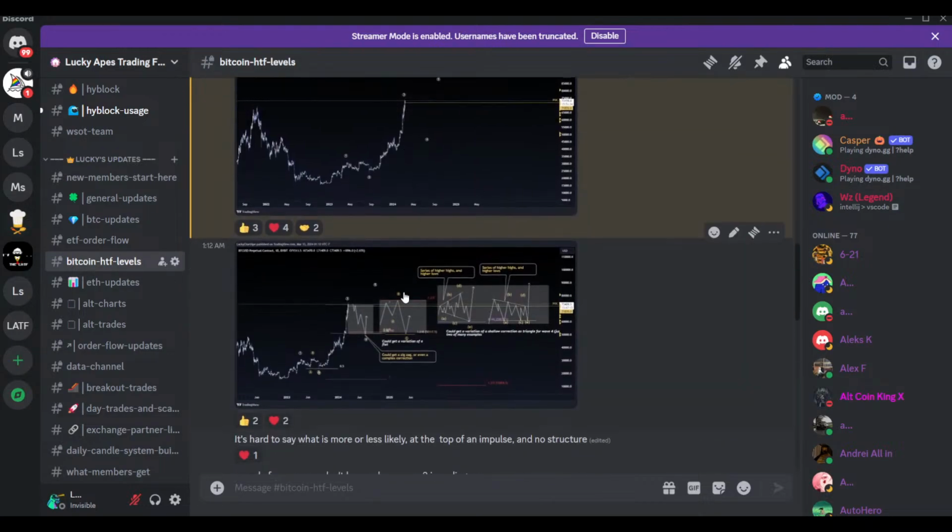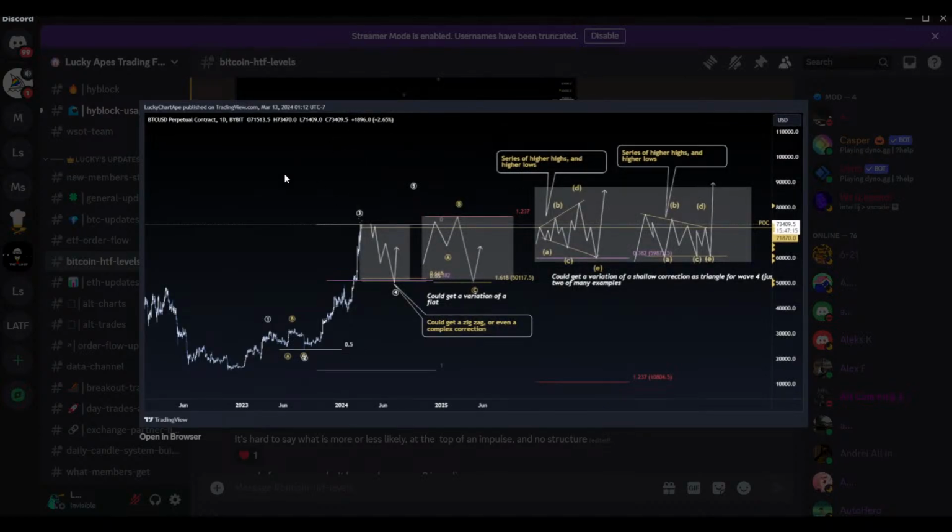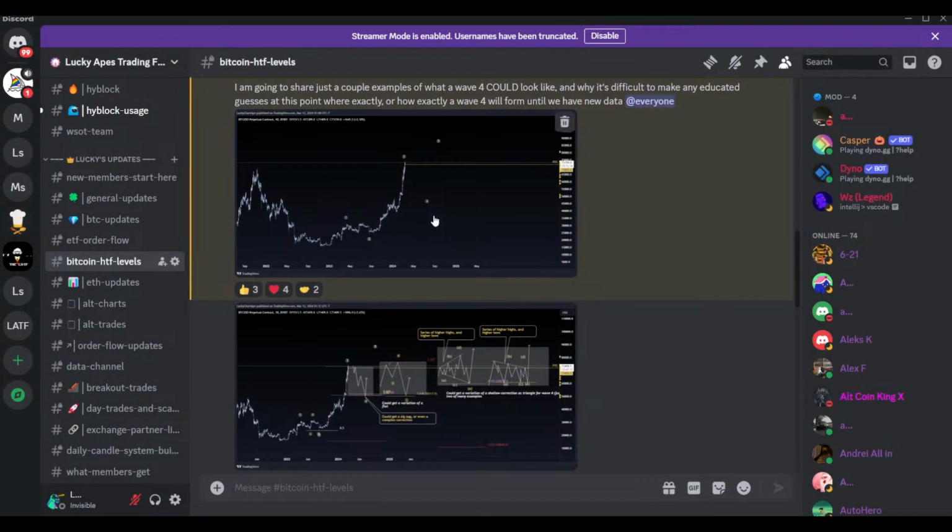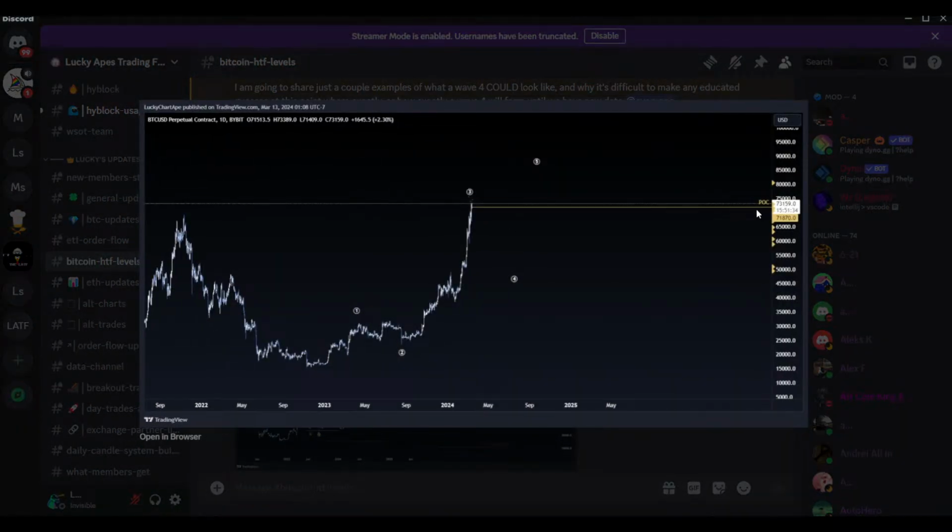And then I shared some examples that day that there's no way to describe what this correction could look like until we start getting more information. So I said we could get a variation of a flat, which has in here this first pullback, the push up to this maybe 77, 78K region. Remember, this is before we put in the 60K rejection, and then back down to 50K. Maybe we get a zigzag, maybe we get some variation of a triangle. There's many, but we don't have any structure. Price is just at all-time highs here at $73,000.